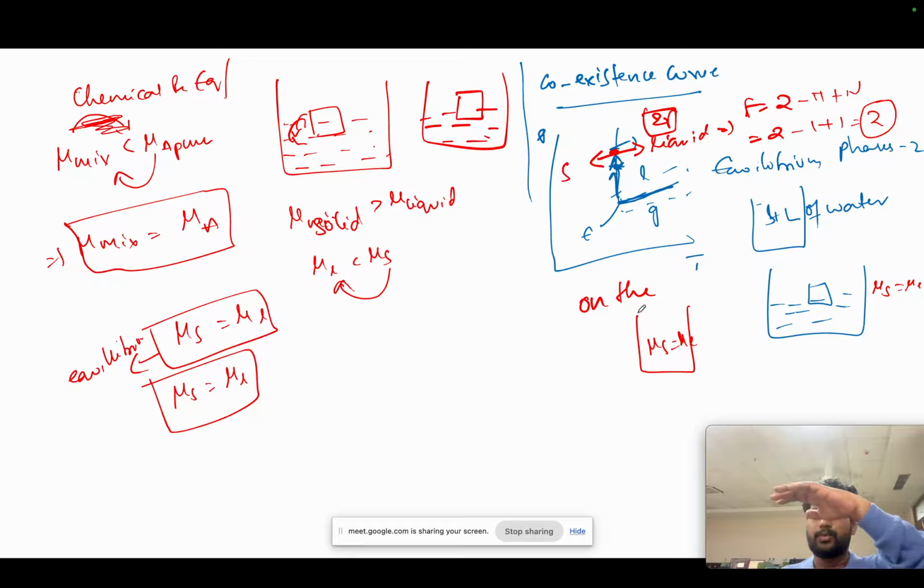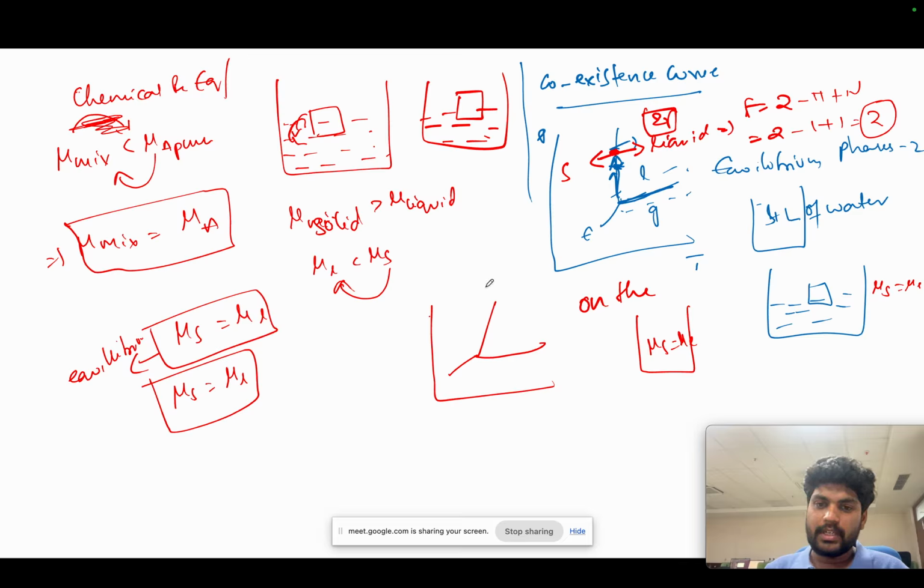Okay, understand, right? Suppose you take water and ice. If you decrease the temperature, it will all go to the solid phase. And if you increase the temperature while keeping the pressure constant, it will all go to liquid. So you understand this curve, right? What does this curve do? Do you understand what the coexistence curve does?